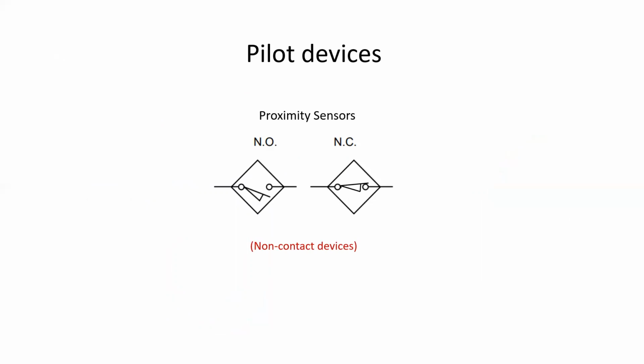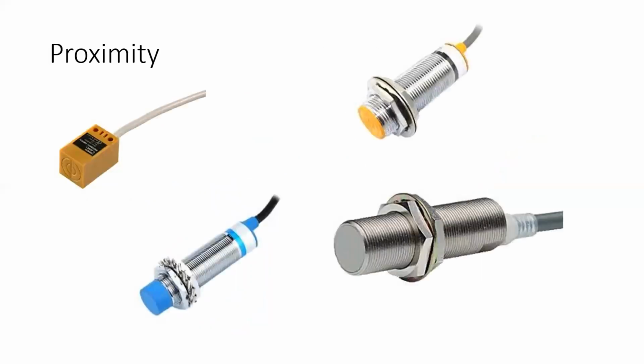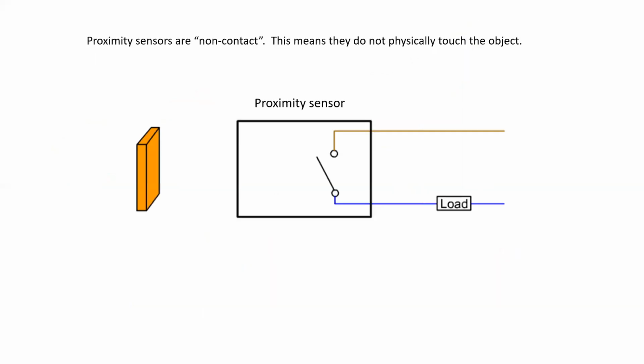Finally, we have things called proximity sensors. Now, proximity sensors come in normally open or normally closed, and they're considered non-contact devices. So here's a selection of different proximity sensors, and we're going to take a look at the two most common that we see out in industry. Proximity sensors are non-contact, and that simply means that there's no physical touch with the object. Instead, the object simply has to be close.